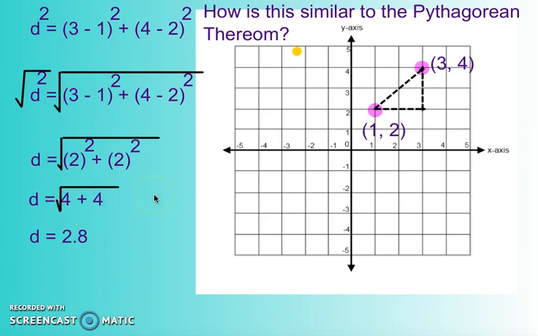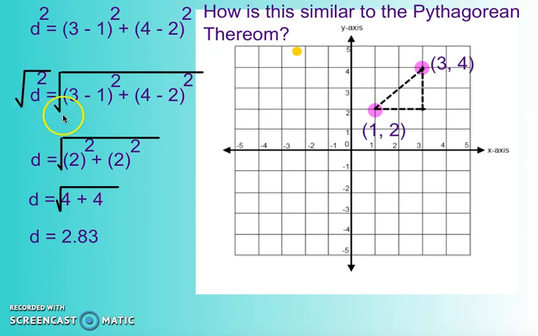Well, isn't that what we did with the Pythagorean theorem? Didn't we square the 2, then square the other 2, and we got 4 plus 4, and then we added together, we got 8, and then we took the square root, and we got 2.83. Now, I know this one says 2.8, but that's just because it was rounded to the tenths place. I'm going to put down the 3 just so there's no confusion. But it's the same exact steps.